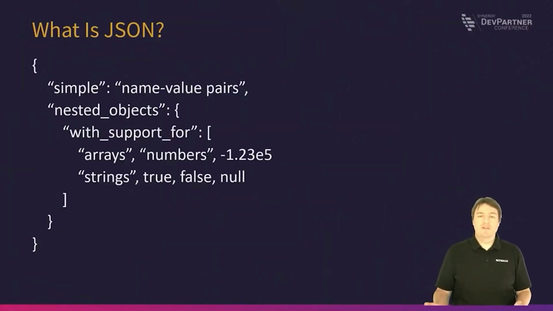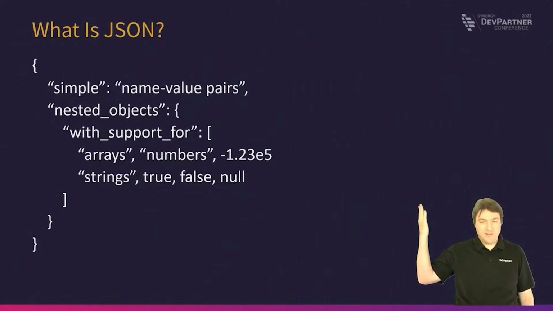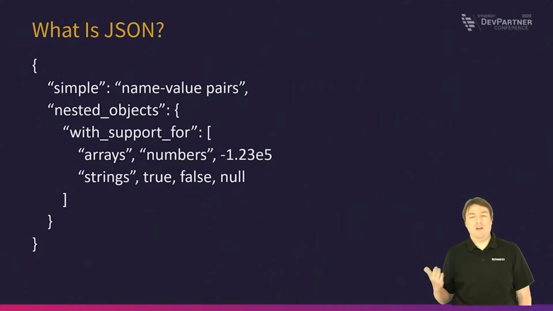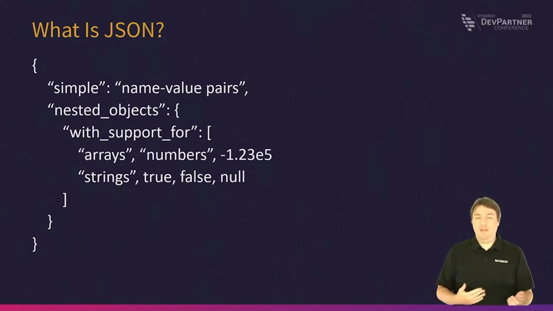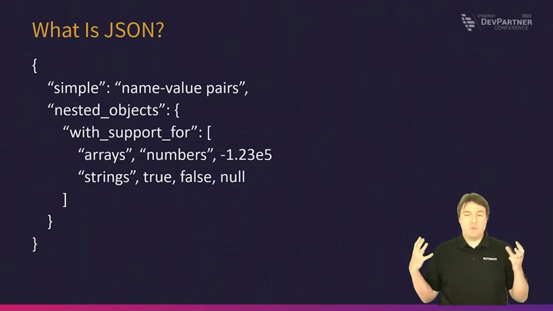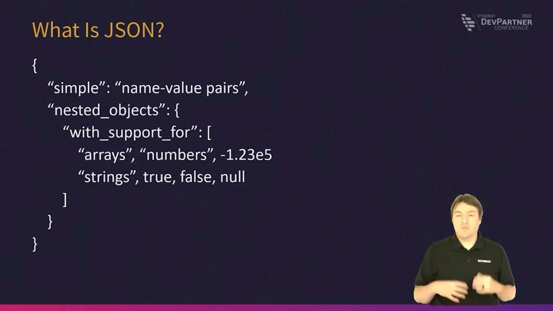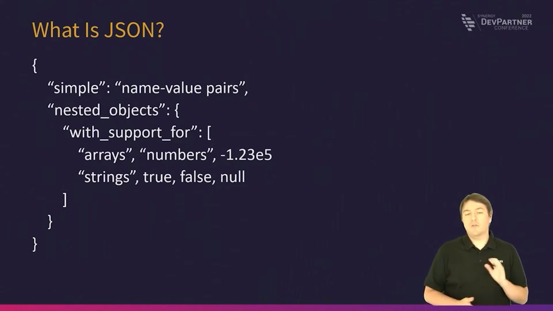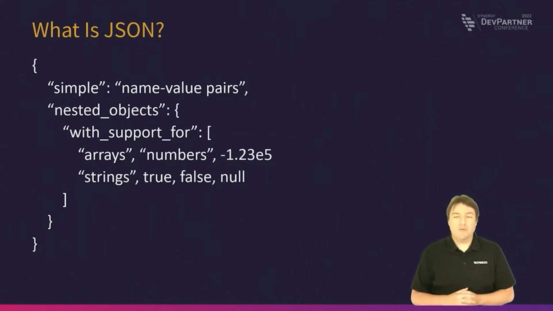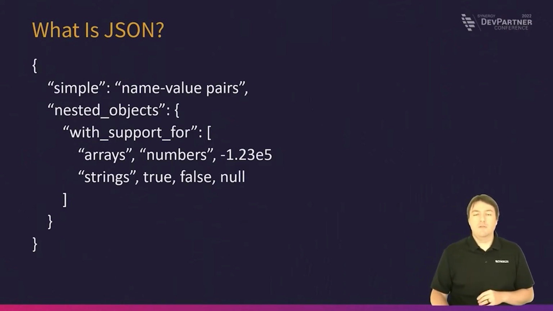In short, JSON is a simple syntax with name-value pairs made up of values and nested objects, with support for arrays, numbers, strings, Boolean, and null values. You use curly braces to define objects, use brackets to define arrays, and literals for numbers, support negatives and exponents. And of course, you get literals for Booleans and null.